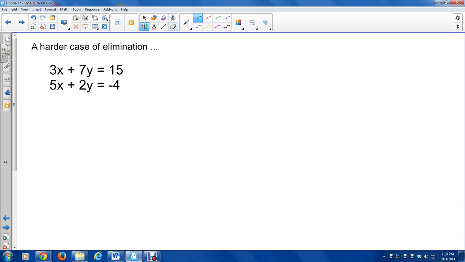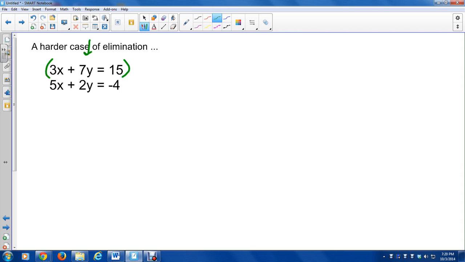In other words, I can't multiply 3 by anything to get 5 to try to get my x terms to cancel out. Likewise, 2 and 7, 2 does not multiply by anything to get 7. So what I'm going to have to do is multiply both equations by something. Just to show you that we can do it, I'm going to try to cancel out my y's instead of my x's this time. Okay, you could do either one.